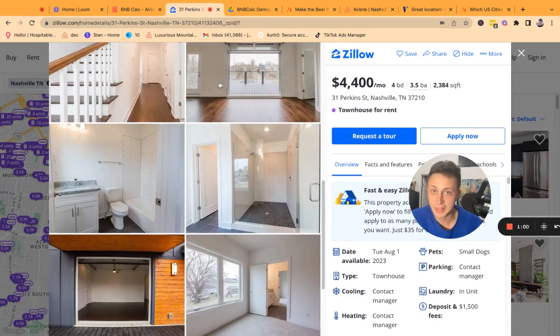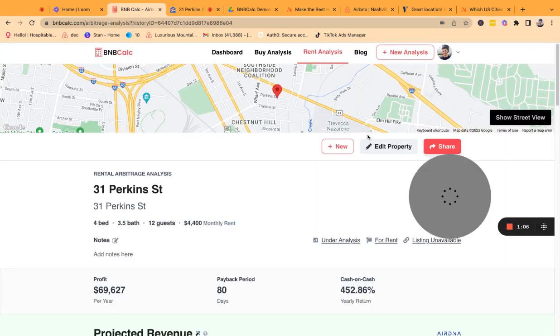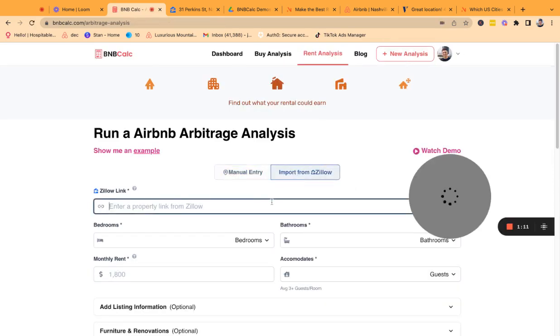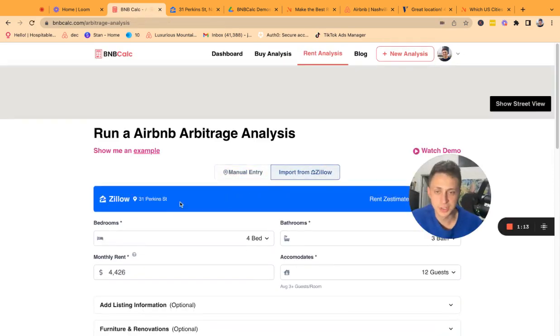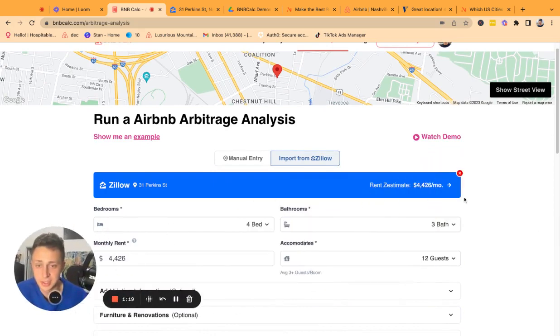But I like this property. Let's run the numbers. So what I'm going to do is copy this share link and paste it into BNBCalc. Cool feature, we can do a share link and just paste it directly from Zillow. We could also manually add the address if we chose to do so.